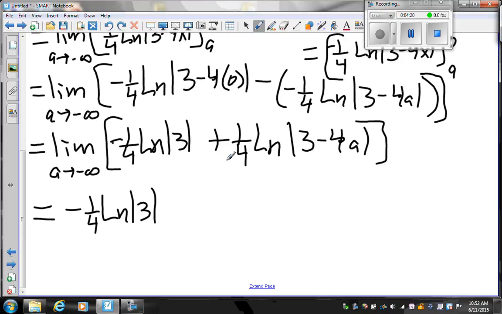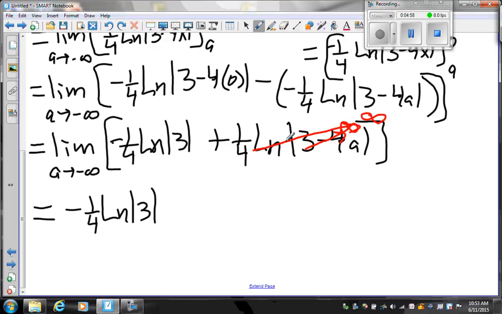As we look at the limit of 1/4 natural log of 3 minus 4a, notice that a is getting very, very large in the negative direction. When you multiply that by negative 4, that's getting very large in the positive direction. Add 3, it's even larger. So this part is getting closer to infinity. And we know that as the input of the natural log gets closer to infinity, the natural log also goes to infinity. So this whole thing goes to infinity.